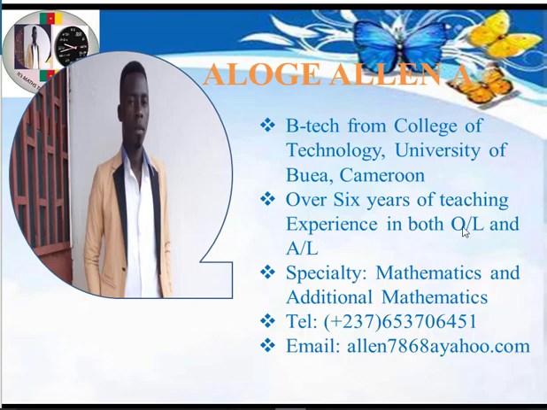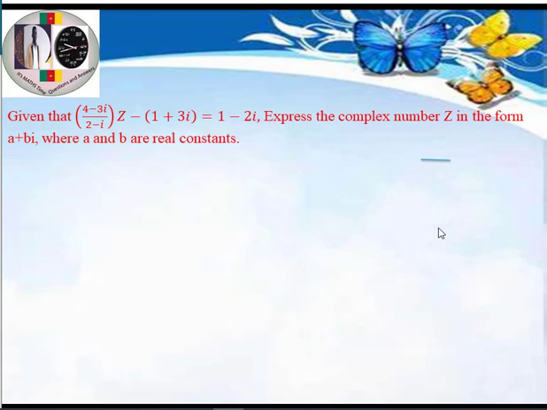Today's question is given to us by one of our subscribers, and it talks about complex numbers. It says that given that (4 - 3i)/(2 - i) times z - (1 + 3i) = 1 - 2i, express the complex number z in the form a + bi, where a and b are real constants. To handle problems like this, we simply simplify and simplify and simplify. We make z the subject and keep on simplifying until we have the desired output.